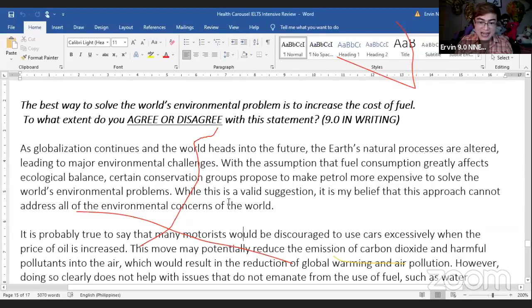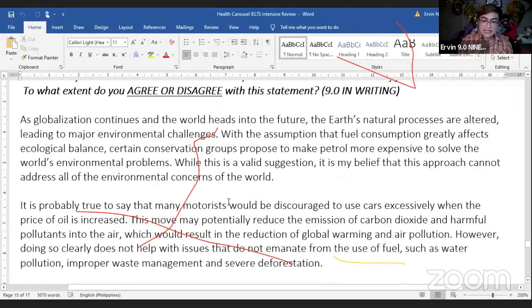Greatly is an adverb. Okay, so IELTS examiners need you to use verbs, nouns, pronouns, adjectives, adverbs. But if you're able to use descriptive words correctly in IELTS, they will help you in getting a higher grade for vocabulary and lexical resource. So let's go back to that sentence. Brian could have easily written, with assumption that fuel consumption affects ecological balance. No, he decided to add a word such as greatly for him to get a higher grade in his English component. Now, let's move on.